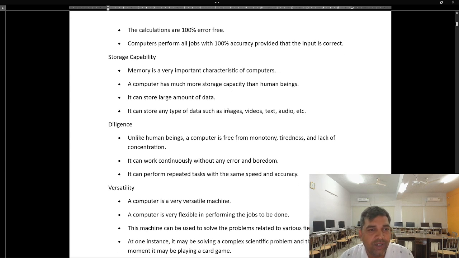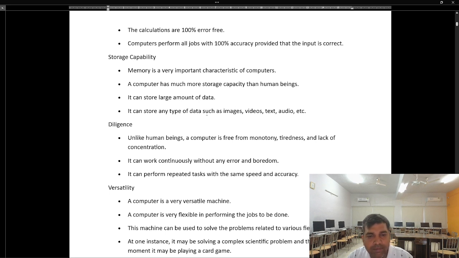And third advantage is storage capability. As you know, computers have a huge memory in terms of hard disk. A normal computer has 1 terabyte of hard disk memory. A computer has much more storage capacity than human beings. How much data a computer can store, we cannot store. Even we cannot remember that much data. But a computer can store a large amount of data for a long time.